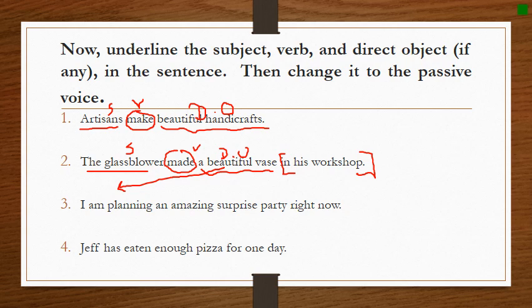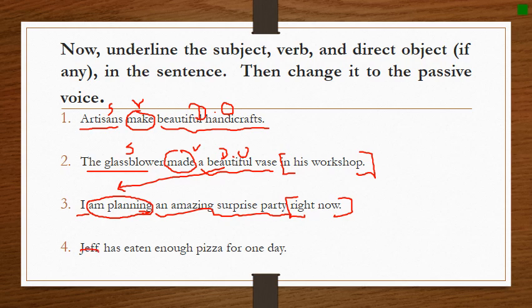I am planning an amazing surprise party. What am I doing? Am planning what? An amazing surprise party, right now. Leave it till the end. Now, there is present continuous. So, am, is, are, plus being, plus past participle. An amazing surprise party is, because it is being planned by me right now.